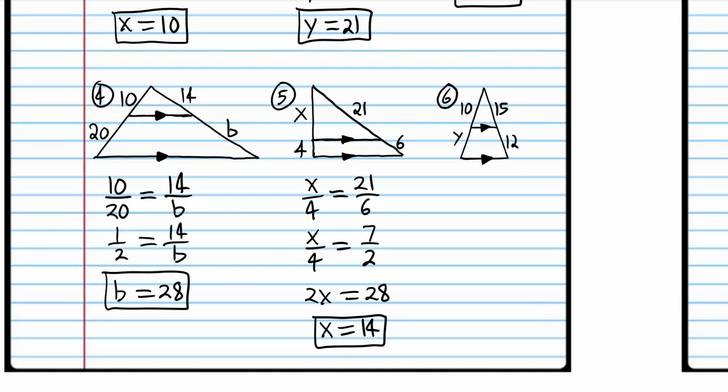Now again, you may do it a slightly different way. You may do it as 4 over x equals 6 over 21. That's okay too. You'll get the same answer. All right, try number 6, and when you come back, we'll do it together.